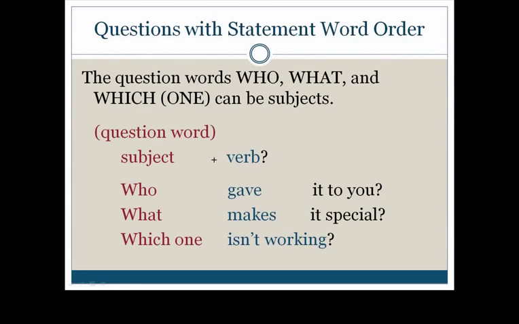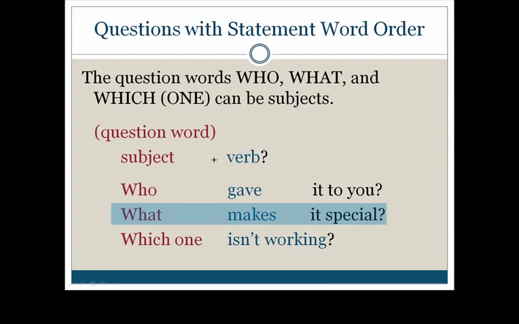Let's remember that there are questions with statement word order. This occurs when the question word is the subject. This happens with who, what, and which or which one. For example, who gave it to you?